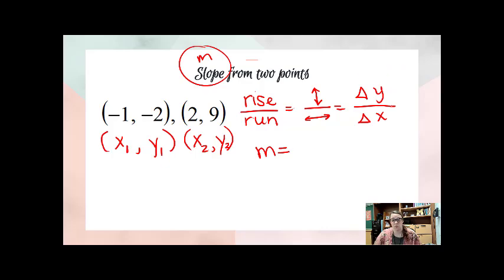Now to say change in y, I want to see how far apart those two y's are. So I'm going to say y2 minus y1 on the top. That gives me how much y changed. On the bottom, I want to say the same thing, but for x's, x2 minus x1. This is your slope equation.